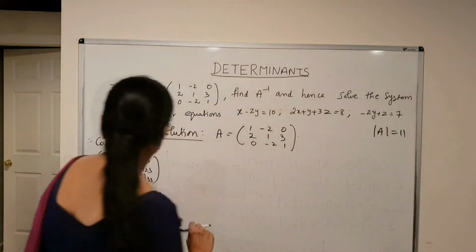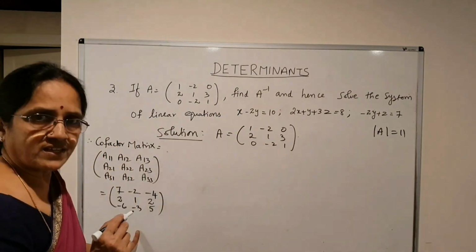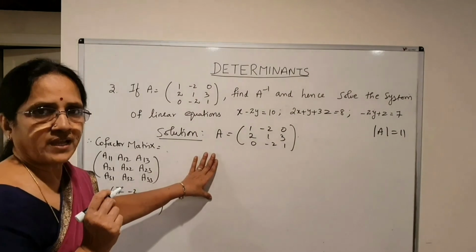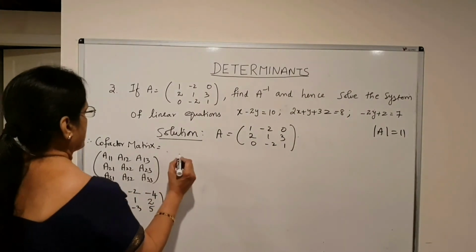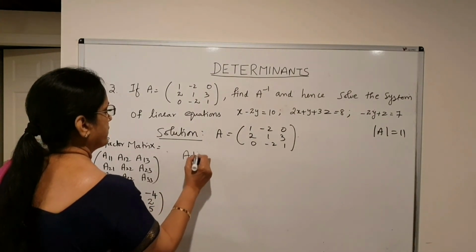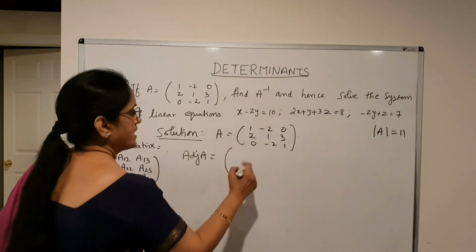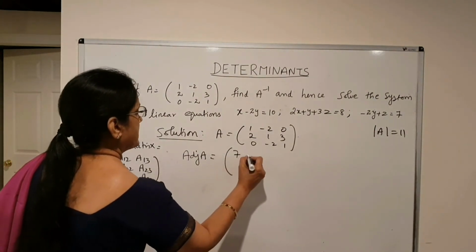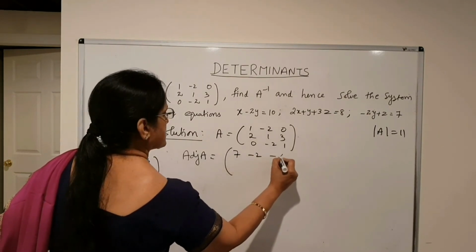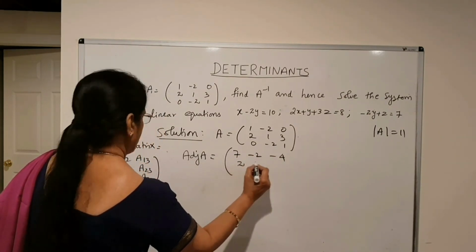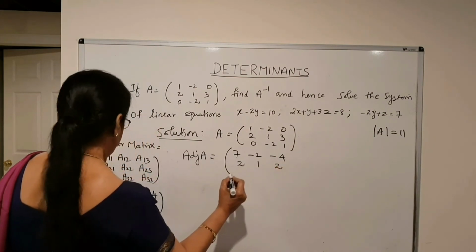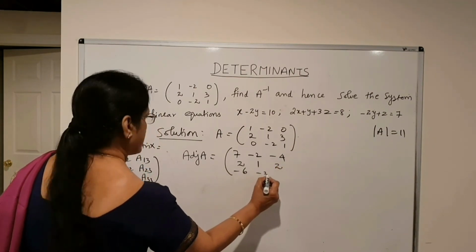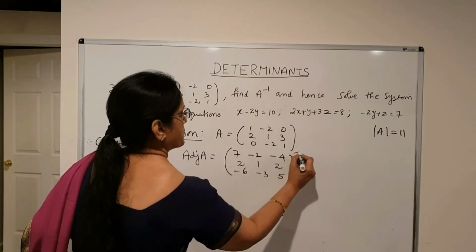Now that I got the cofactor matrix, it is easy for me to write the adjoint of the matrix. Therefore, adjoint of A is nothing but the transpose of the cofactor matrix. So, let me write it now: 7, -2, -4, 2, 1, 2, -6, -3, 5, the whole transpose.